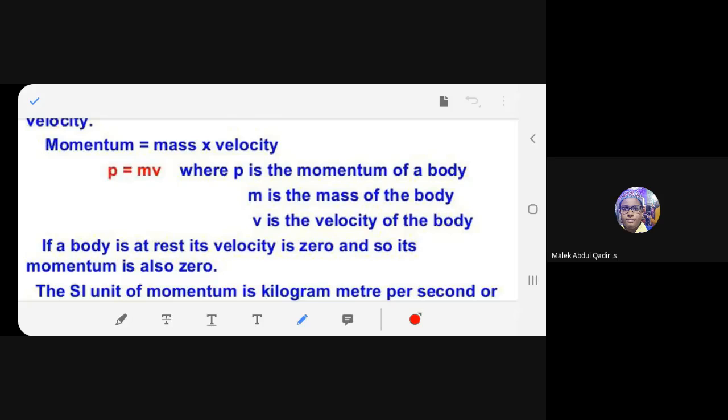Just a moment, beta. P is equal to mv. The body at rest, that means v is equal to 0, right? So you multiply anything with 0, it becomes 0. So P is equal to m into 0. So it becomes 0. So momentum becomes 0. Is it correct? Do you agree with me?